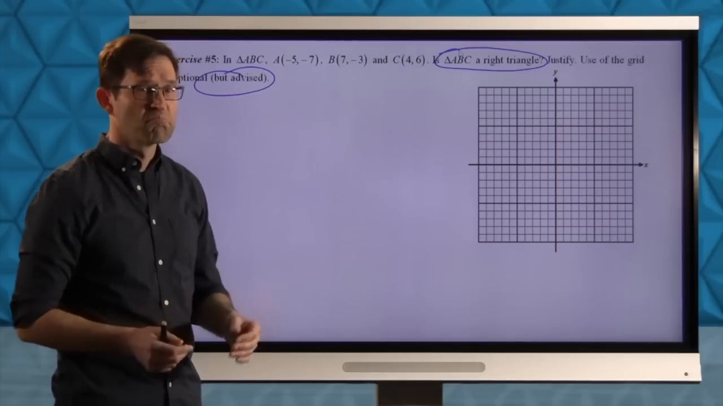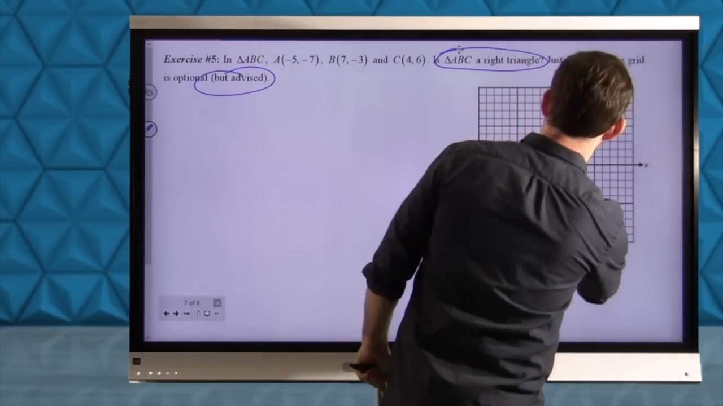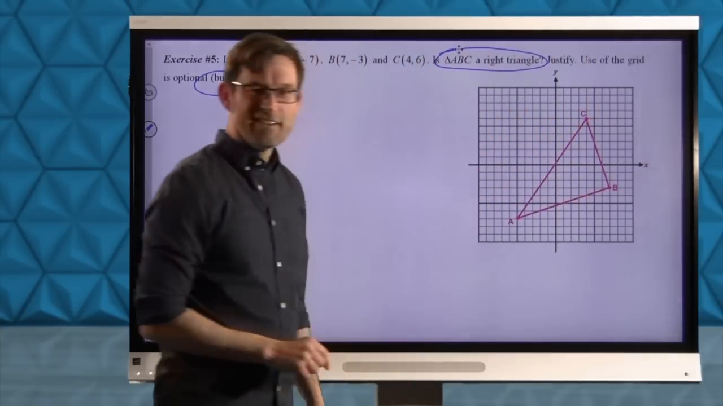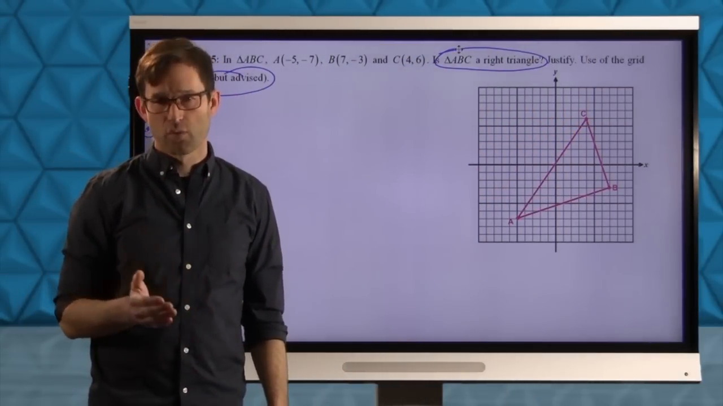Do you have it plotted? Because I'm just going to make it magically appear. Well, I was going to make it magically appear. There it is. All right, anyway, there's my triangle. Okay, and I'm trying to determine whether it's a right triangle.